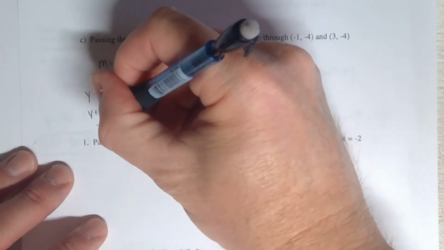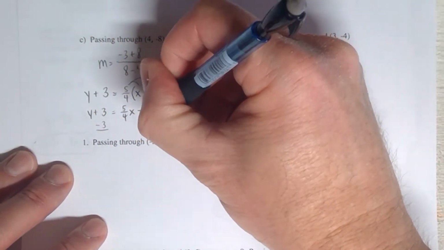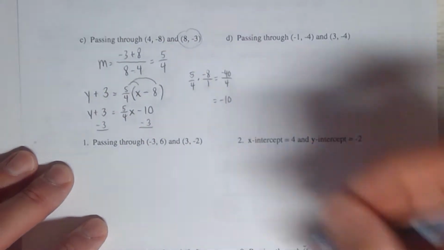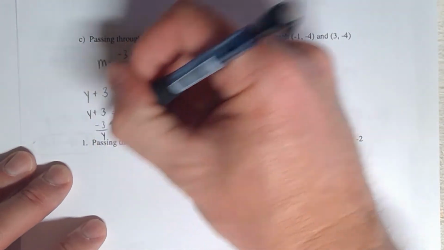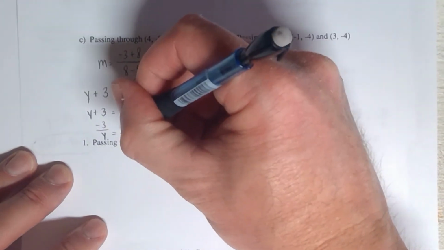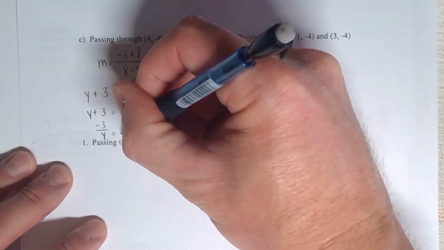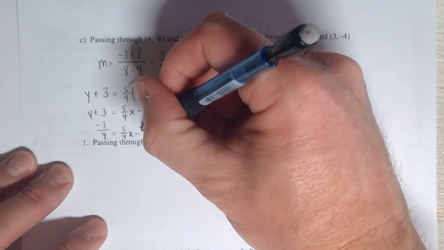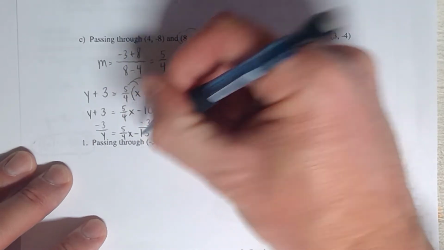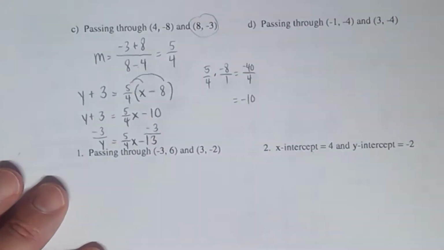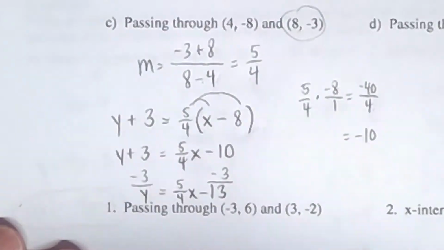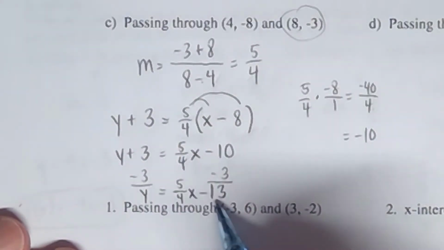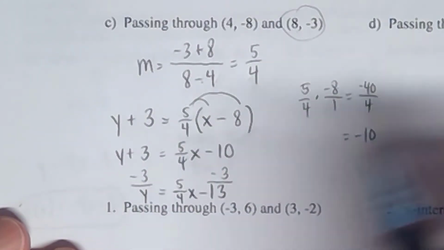We then subtract the 3 over. Okay, and that gives me what? That gives me y is equal to 5/4 x, and then -10 minus 3 is -13. -13. Let me zoom in there for you. Okay, y equal to 5/4 x minus 13.